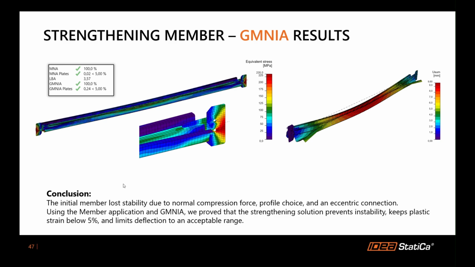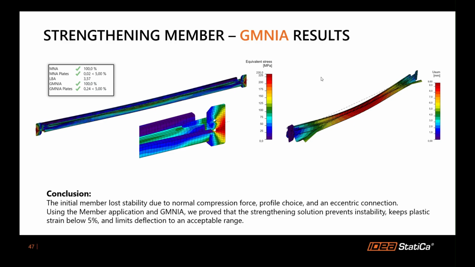Now finally, the initial member lost stability due to the normal force, due to the profile and the eccentric connections. Now using the member application of IDEA StatiCa and the GMNIA, so with an imperfection, we proved that the strengthening solution prevents instability, keeps the plastic strain below 5%, and it limits the deflection to an acceptable range.